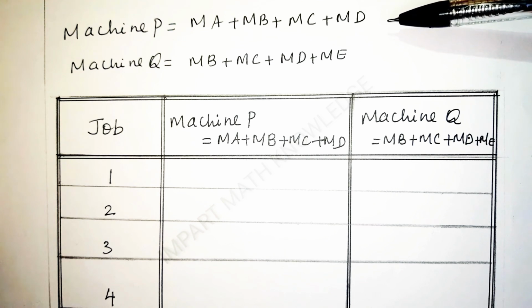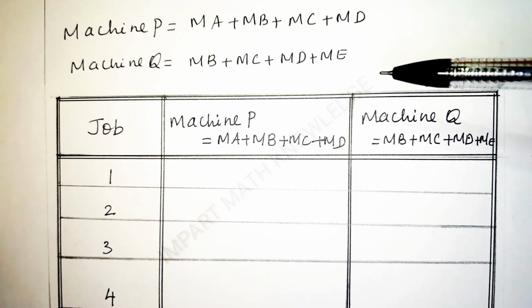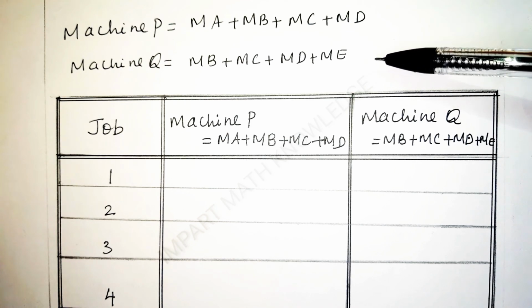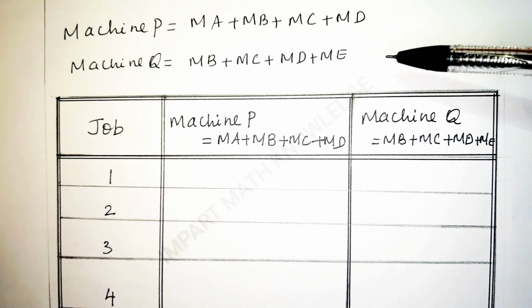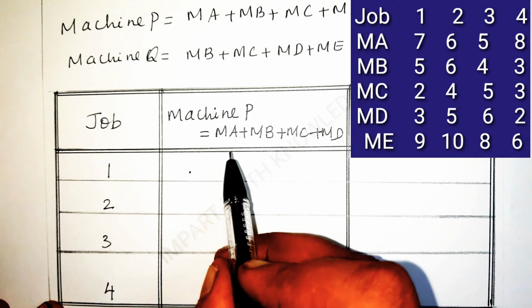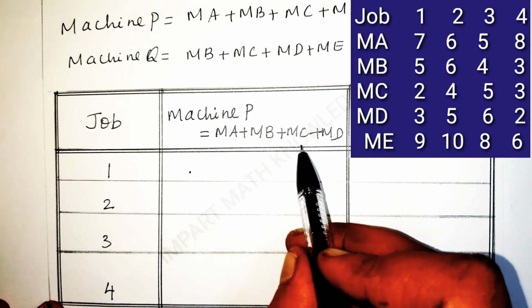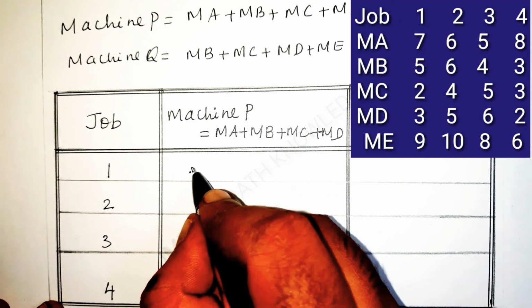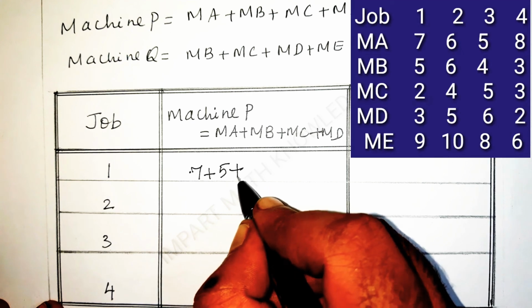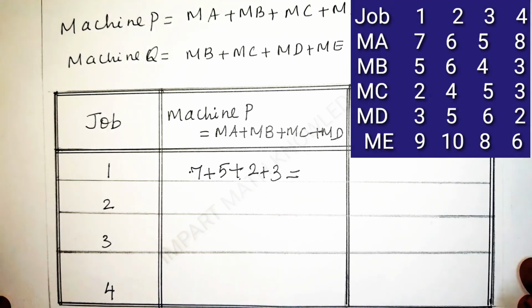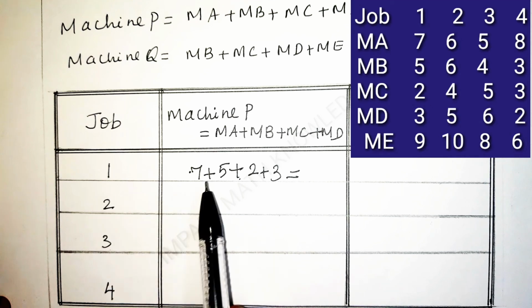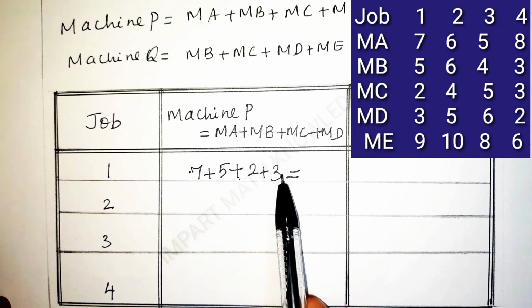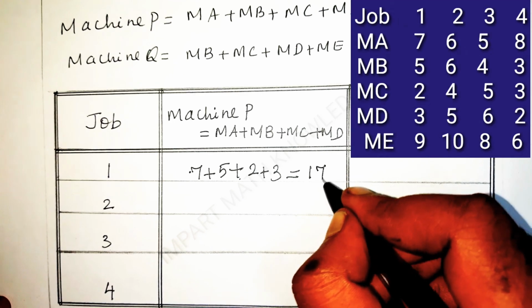First machine, machine P is machine A plus machine B plus machine C plus machine D. Second machine, machine Q is machine B plus machine C plus machine D plus machine E. For job 1, machine P is the sum of machine A, B, C and D: 7 plus 5 plus 2 plus 3. So the total is 17.